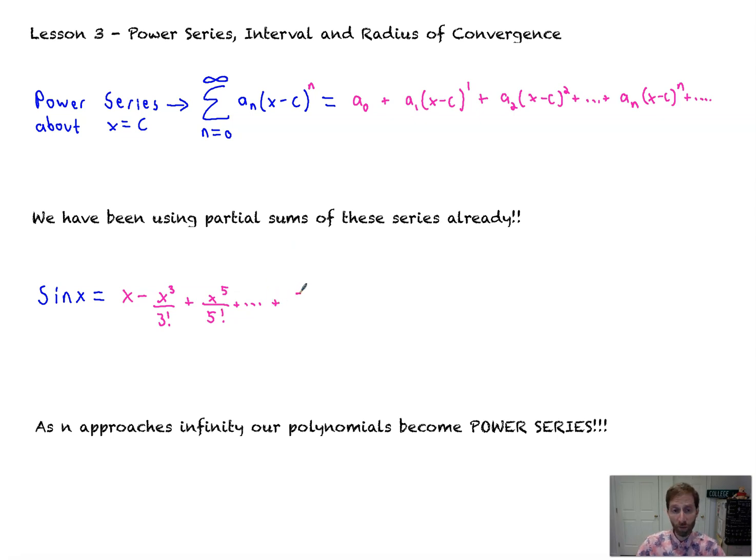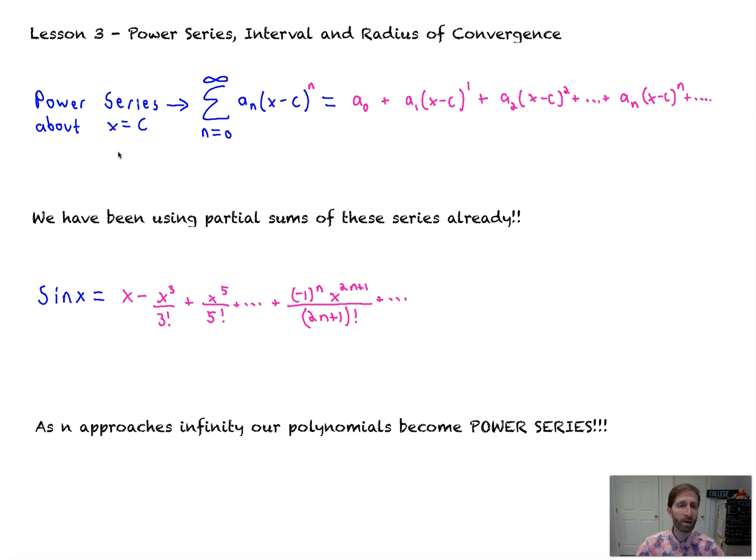That goes on and on forever, we know. Negative 1 to the nth power times x to the 2n plus 1 all over 2n plus 1 factorial. So there's our sine series, right? That's the power series for sine. We've been calling it a Taylor series all along. As n approaches infinity, our polynomial approximation becomes a power series. We talked about that with our Taylor series, that as n approaches infinity, this thing became equal to sine of x.